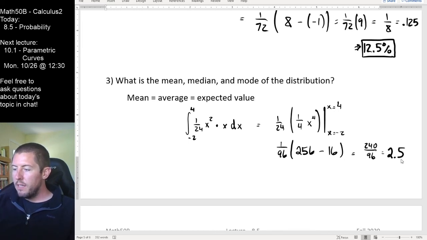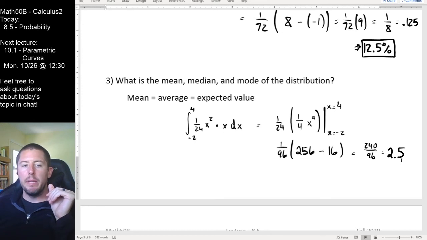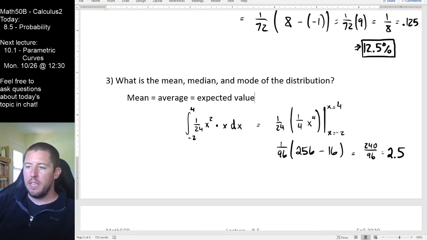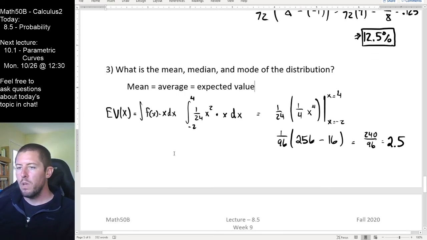So what this says to me is, if you were going to draw lots and lots of samples from this probability distribution function, on average, the outcome you would see is 2.5. That would be a long-term average outcome that we're going to experience. We can always find expected value from the PDF. Maybe I should just write this over here. Expected value of x is the integral of f of x times x dx. So we found the expected value of this function.